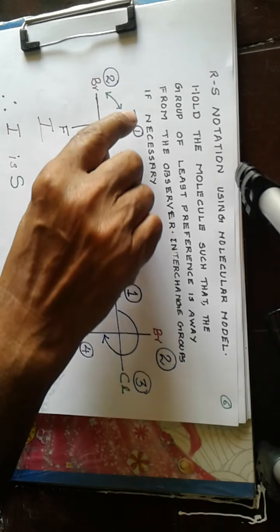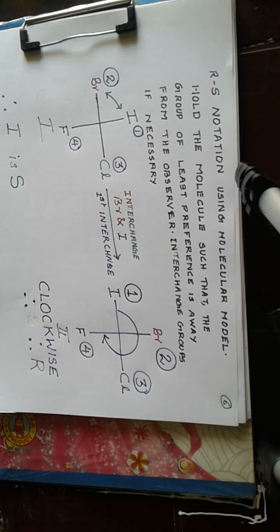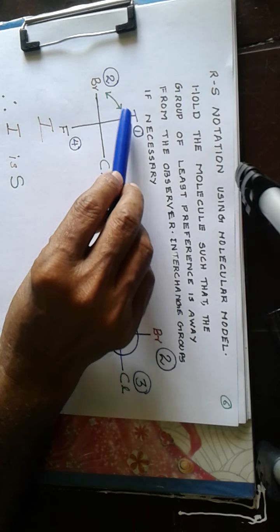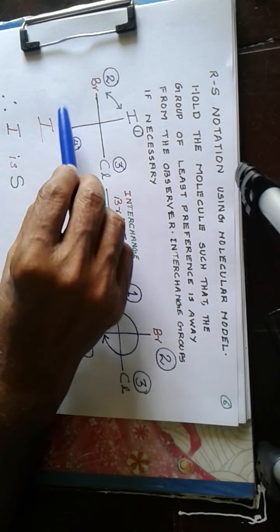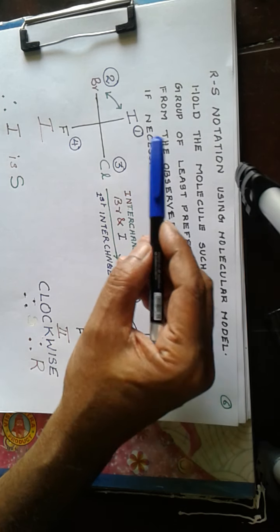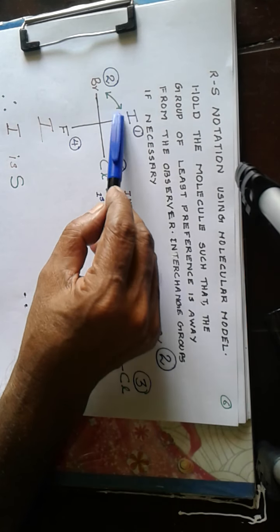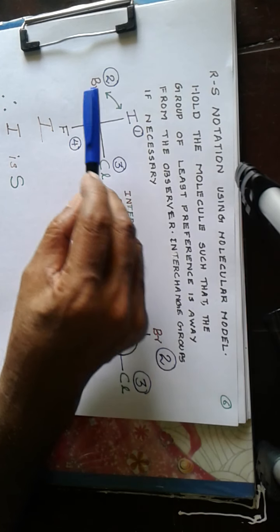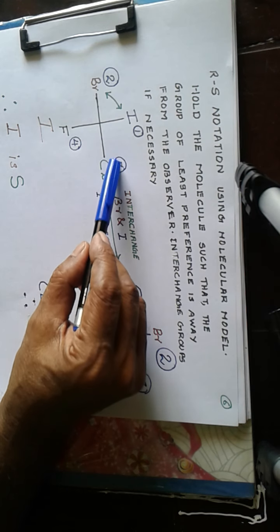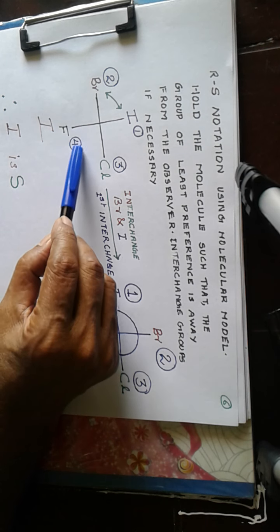Now, starting from a Fischer formula, we can find out the RS notation for a molecule. Here the Fischer formula is given, where iodine is at the top, fluorine is at the bottom of the vertical line, bromine on the left hand side and chlorine on the right hand side. Iodine, which has the maximum atomic weight, is given preference number 1. Bromine comes next, preference number 2. Chlorine comes third, preference number 3, and fluorine, having the least atomic weight, is given number 4.